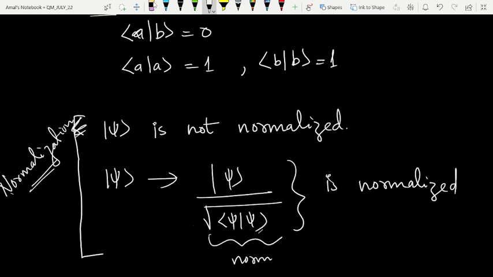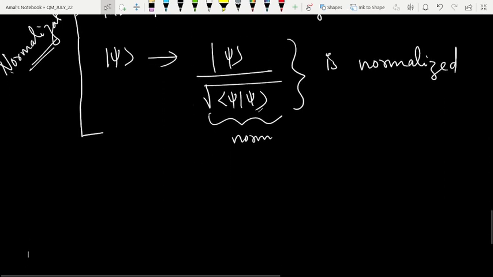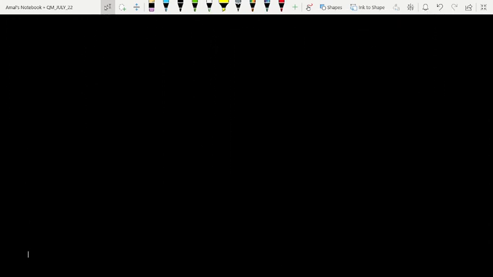Up to now, related to inner product, we learned the Dirac notation, the norm of the vector, orthogonality, and the normalization process. The next thing we need to learn is the completeness of the space.